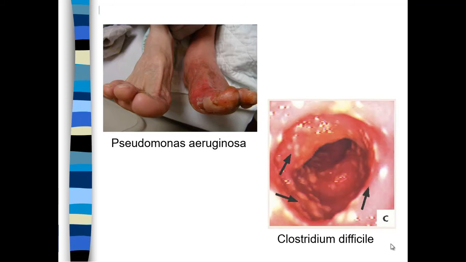This is typical of somebody that has not gotten their flora replaced and they have an overgrowth of bacteria called Clostridium difficile, and it forms in these little pus pockets, these little pyogenic pockets here. And this is pretty typical of somebody that has had chronic inflammation in their bowel due to Crohn's disease and a disruption of their normal flora.